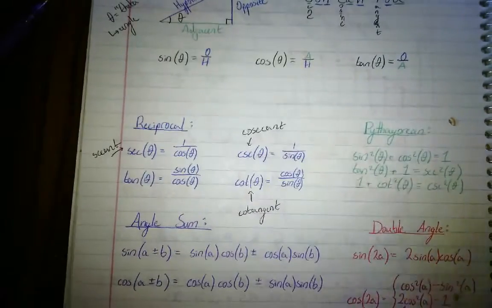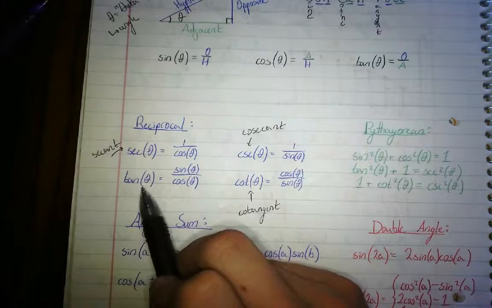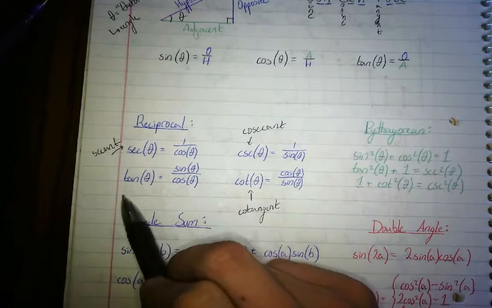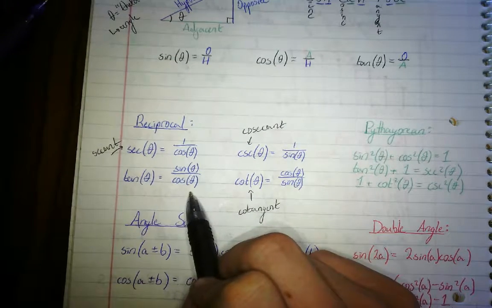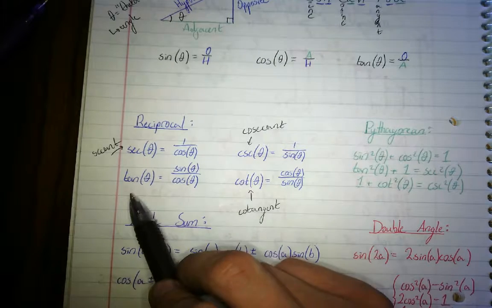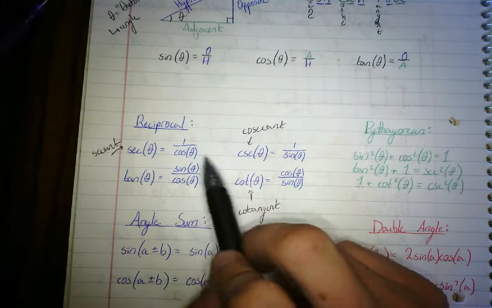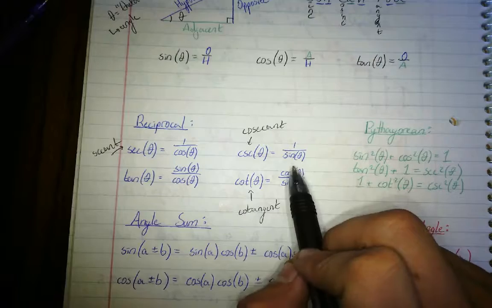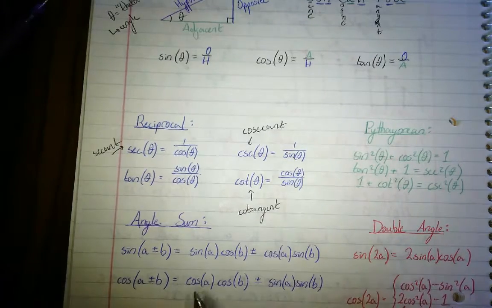One thing to notice here too is that you can also talk about your tangent in terms of sine and cosine. So tan is going to be sine divided by cosine. And since cotangent is 1 divided by tangent, it's just the reciprocal of this fraction: cosine of theta divided by sine theta.